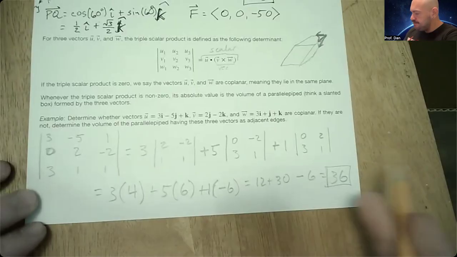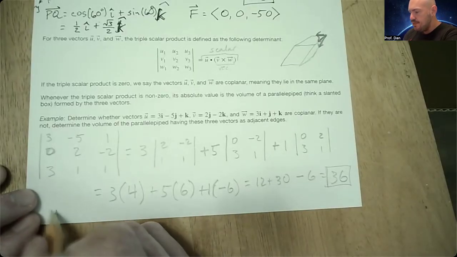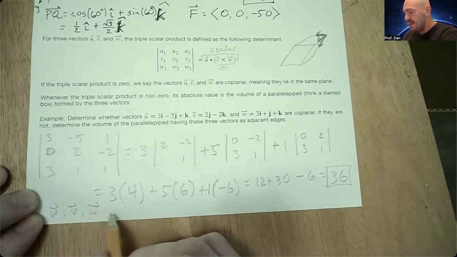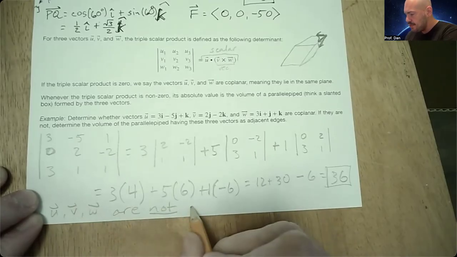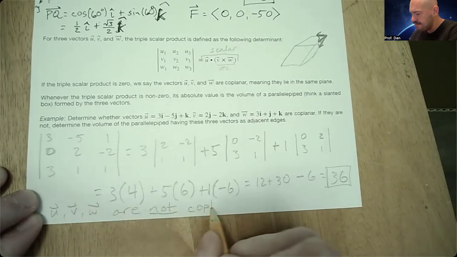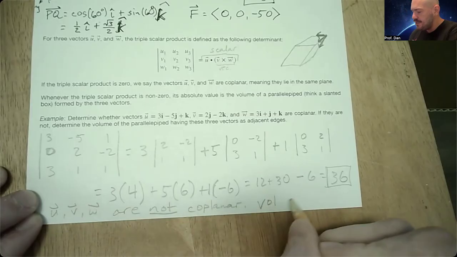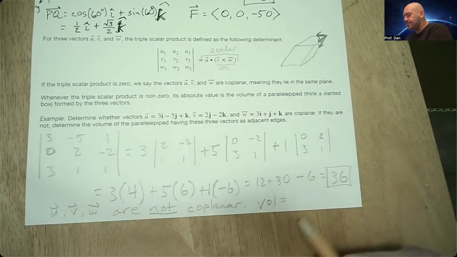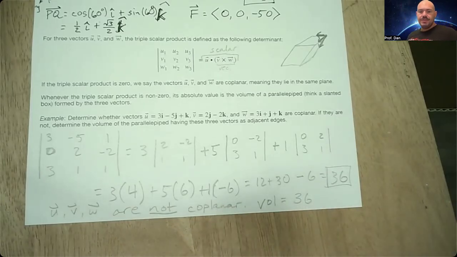Side note, this means that U, V, and W are not coplanar. The volume of the parallelepiped or the slanty box formed by those three vectors is equal to 36. And there we go. That's our answer.